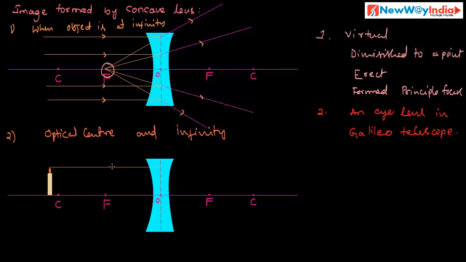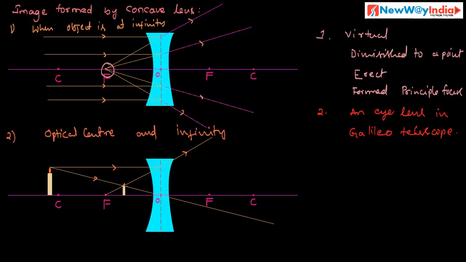This is a parallel ray incident on the concave lens. Next, it will diverge just like this. Next, the other fundamental ray passes through the optical center. So where is the image formed? To find the image, you have to extend this divergent line backward like this, and it passes through the principal focus. Next, these two meet at this point. So the image is formed here.